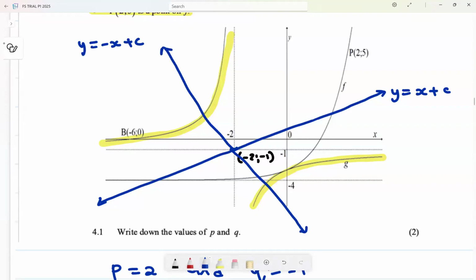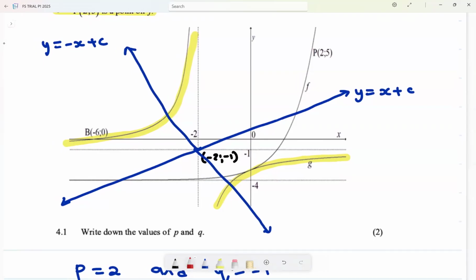So there are two methods that you can use. The first one is to use this one, where you substitute the point of contact, which is -2 and -1. So it's going to be -1 is equal to -2 plus c, and then c is equal to 1. Therefore, y is equal to x plus 1.